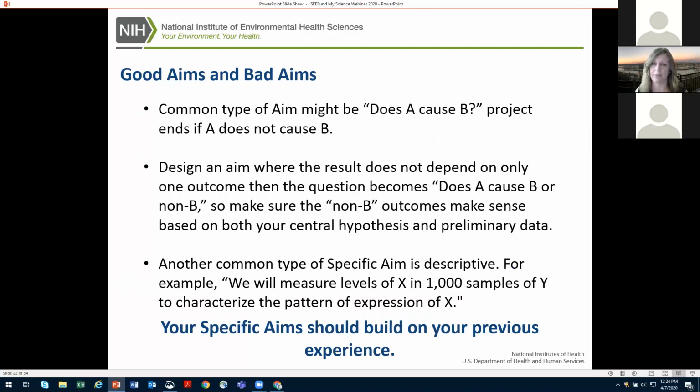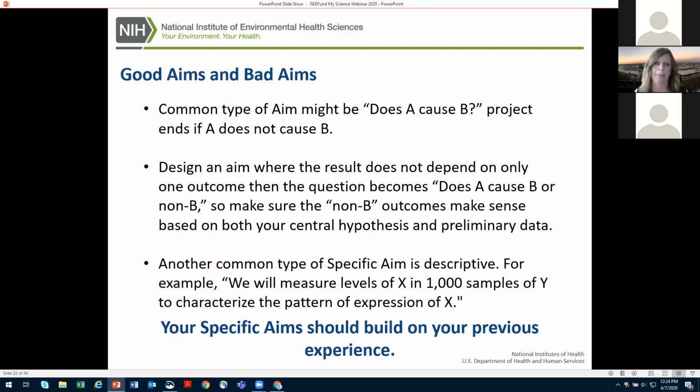So what's a good aim? What's a bad aim? Here's a couple tips. A common type of aim is, does A cause B? But what happens if A doesn't cause B? Then the rest of your aims don't work. So that's a risky kind of broad statement. Design an aim where the result does not depend only on one outcome, but maybe the question becomes, does A cause B or non-B, or make non-B outcomes that make sense based on your central hypothesis and your preliminary data.